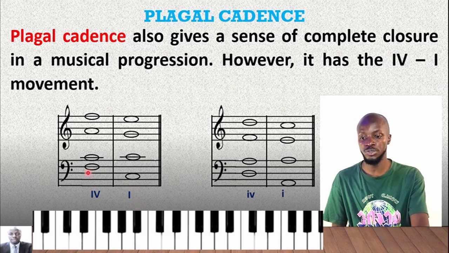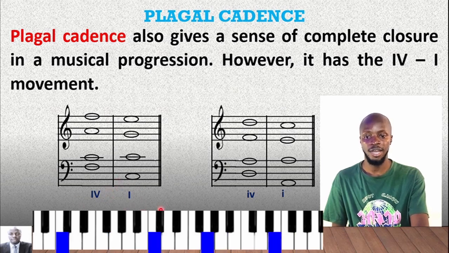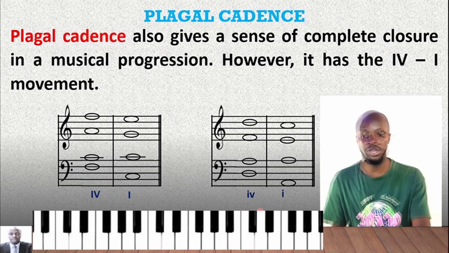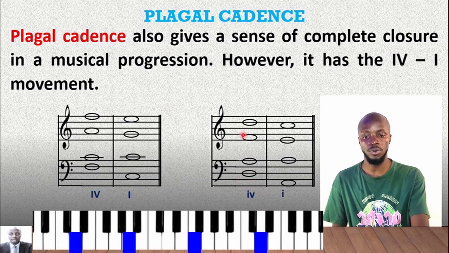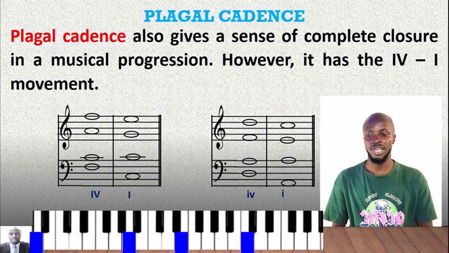So these are the root notes of the chords. So you see the subdominant going back home, and that's the Plagal Cadence. Chord 4 going back to chord 1. That's the Plagal Cadence. And in the minor tonality, we also have similar arrangements. So in A minor, you see the subdominant chord going back home to the tonic. So these are Plagal Cadences.